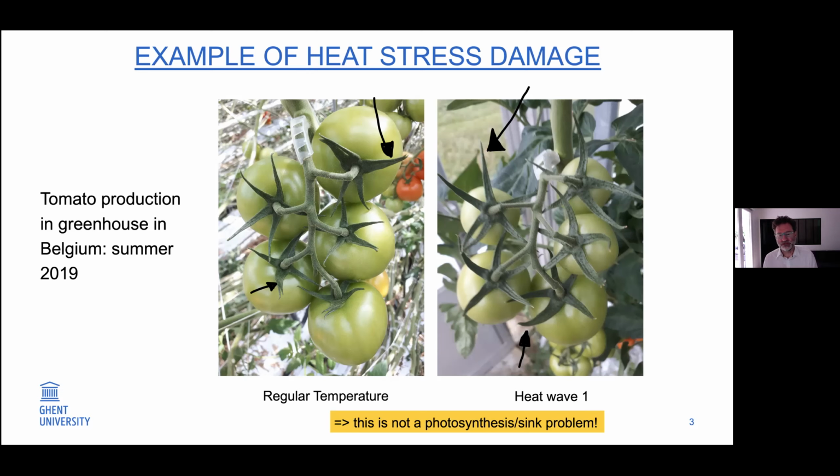We can see that because of the development of the sepals. If that would be the problem, then you would expect to see that the sepals at the fruit that are closest to the stem should also be very small. But this is clearly not the case. When you look at the arrows, you see that sepals are growing very large despite the fruit staying small. So clearly this is not a problem of the photosynthesis sink situation where you develop fruits. It is a problem of fertility.